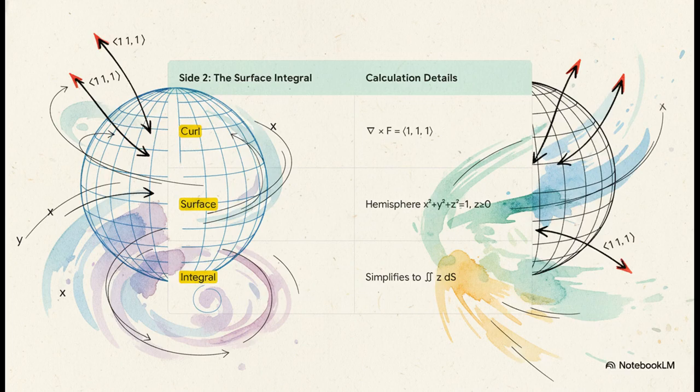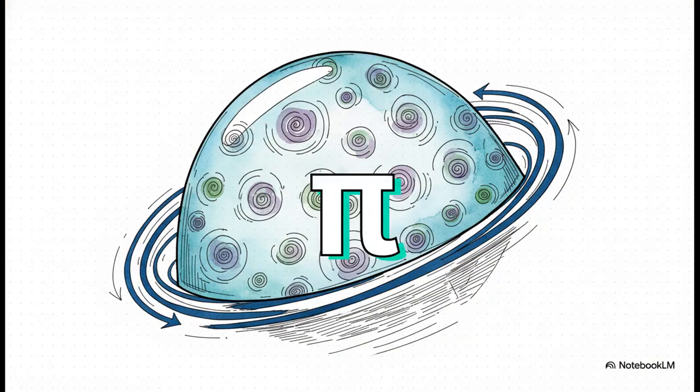And once again, something beautiful happens with symmetry. The integrals with x and y just drop out, and we're left with just the surface integral of z. And the value of that integral? You might even recognize it from a center of mass calculation. It's also pi. They match perfectly.